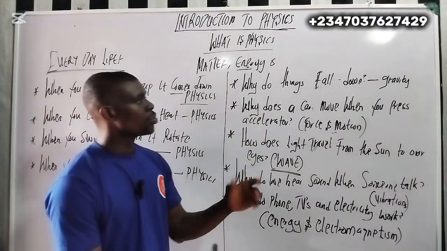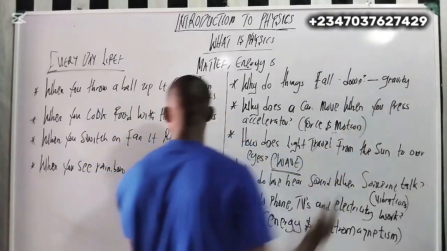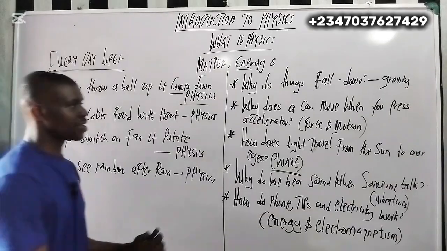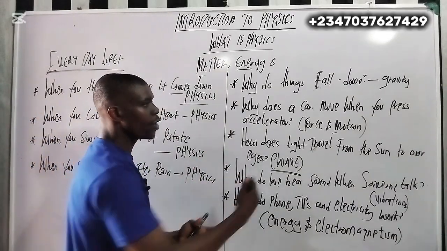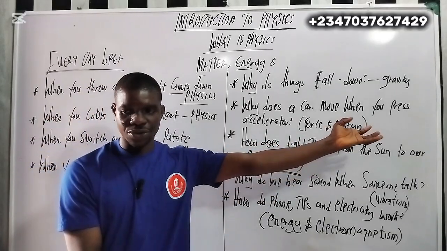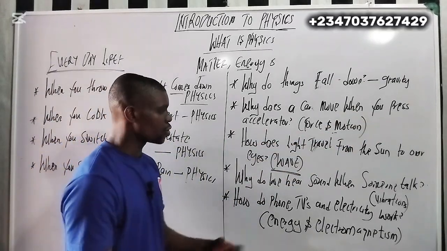One, why do things fall down? The concept is called gravity. So whenever you throw something up and it falls down, the concept is gravity. Why does a car move when you press the accelerator? Now this concept is force and motion. Good. Force and motion. You should also study this.